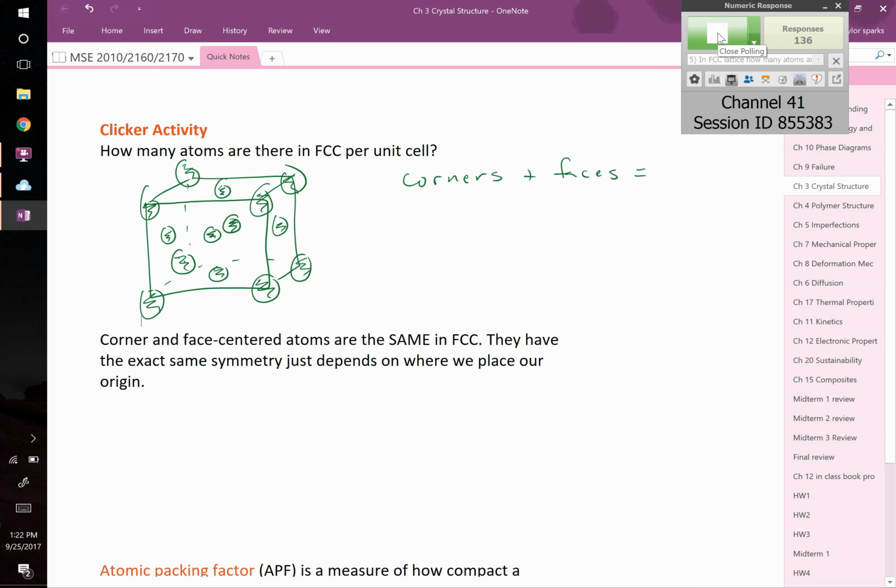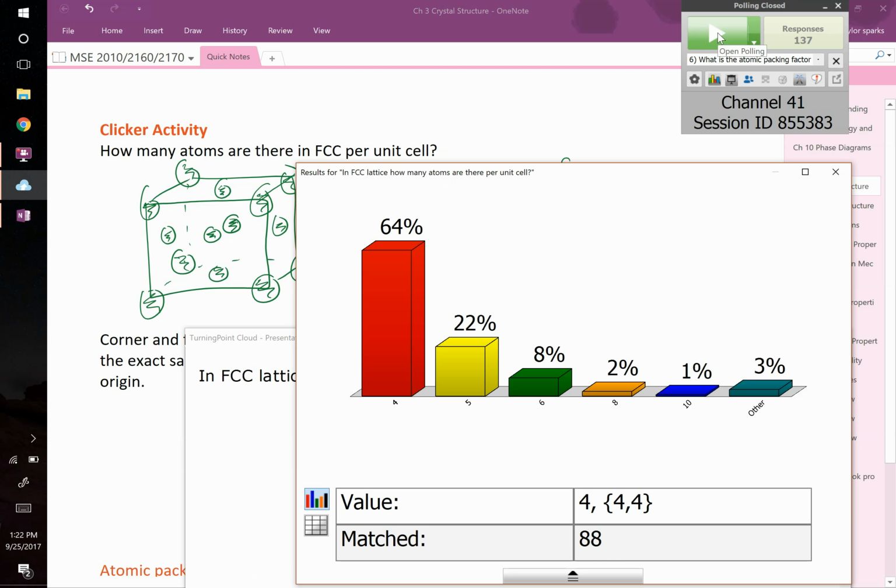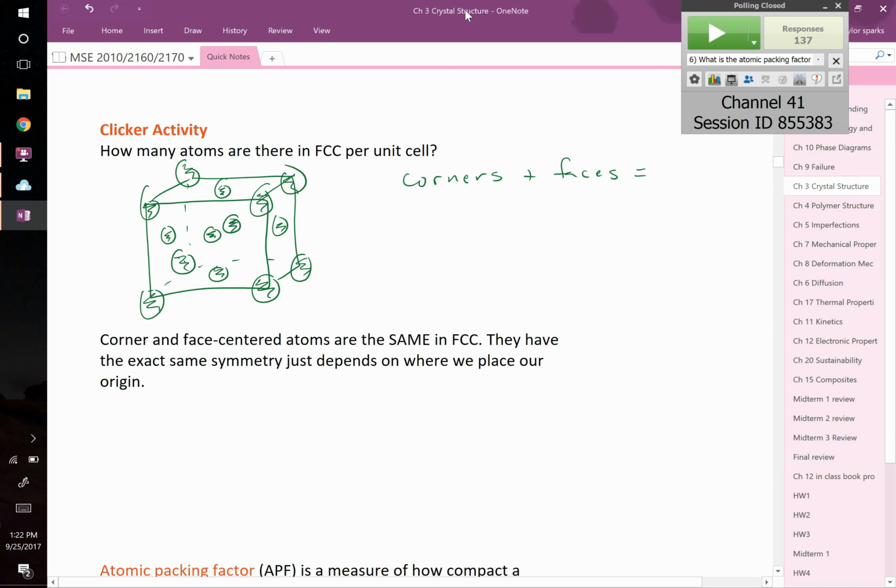We're going to end it. What do people think? How many atoms are there? Okay, the answer is 4. So 2/3 of people have got that one right. So where are we going off?